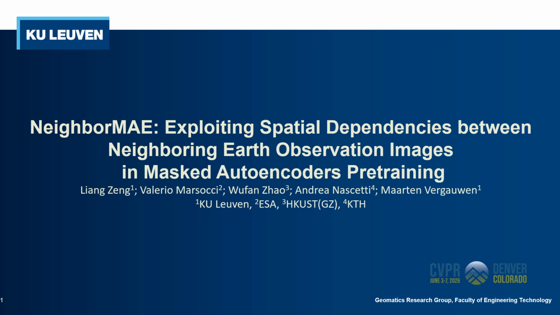I'm glad to present our work, NeighborMAE, exploring spatial dependencies between neighboring Earth observation images in masked autoencoder pretraining. The main idea of this work is simple. In Earth observation, images are not isolated samples. They are observations of the continuous Earth surface. So instead of training a masked autoencoder on each image independently, we ask whether neighboring images can provide useful spatial context for masked autoencoder pretraining.